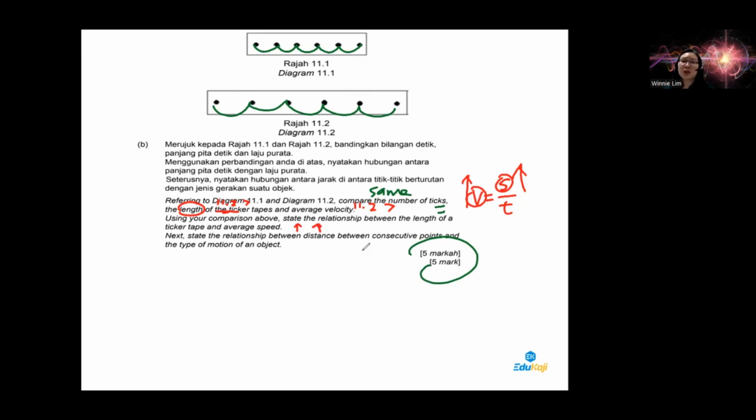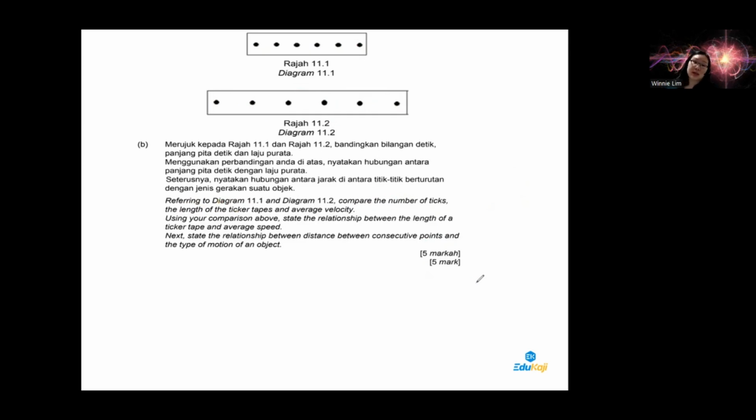And next, state the relationship between the distance between the consecutive points and the type of motion of an object. So if the space is the same gap, that means they are moving at constant velocity or uniform velocity. So this is the idea.